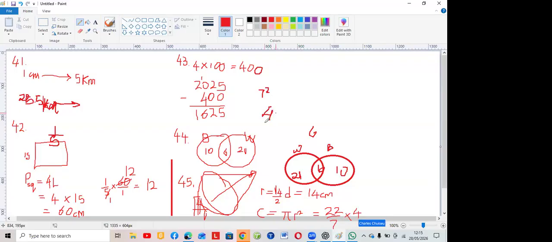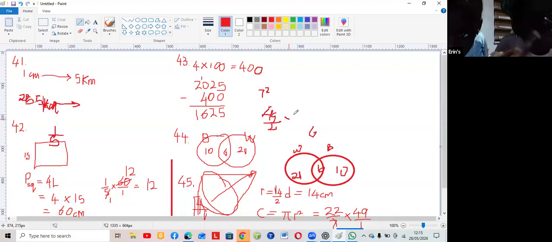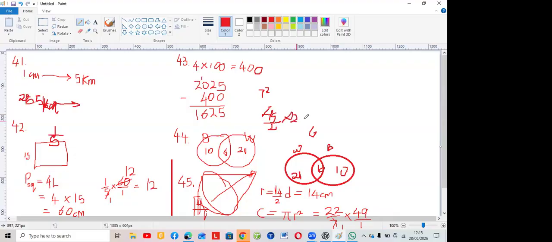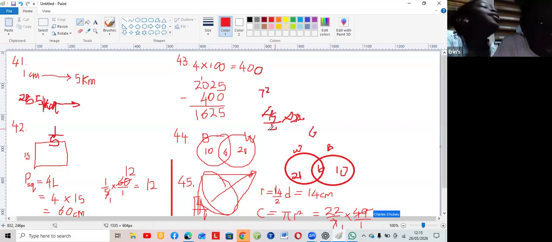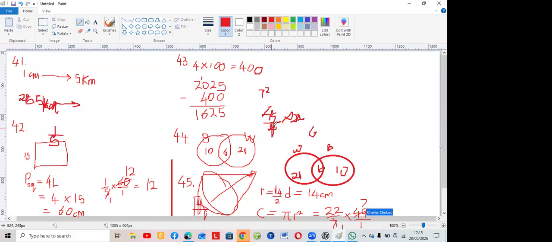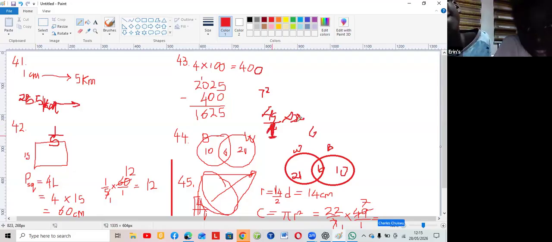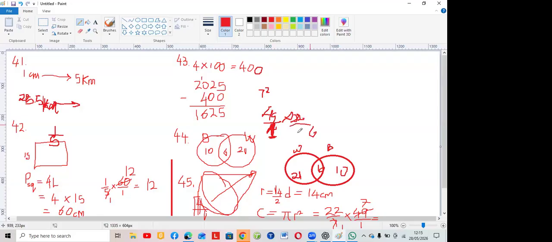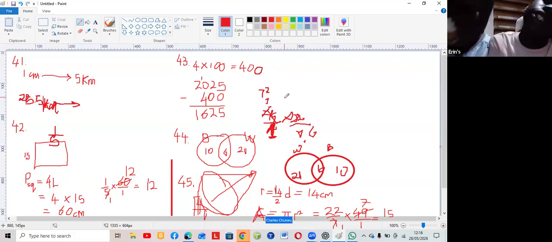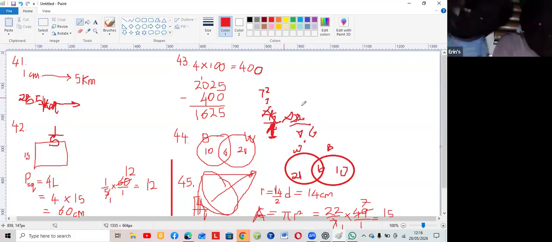So Faith, are you going to now do 49 times 22 over 7? 7 in 49 is 7. 7 times 22 is 154. So that's the, oh, sorry, this is area, not circumference. 7 times 22 equals 154.